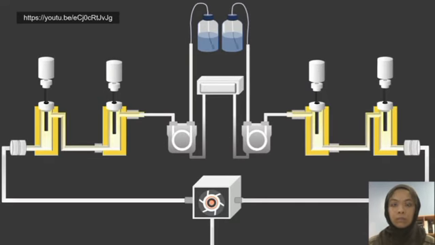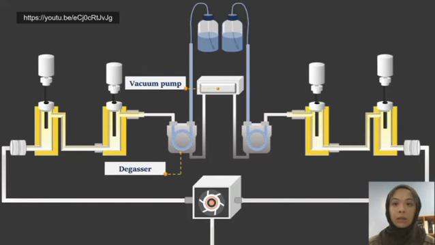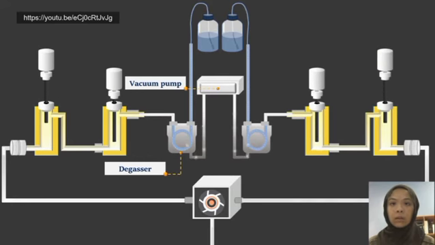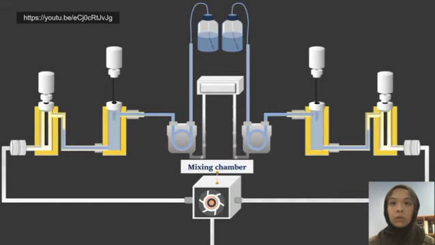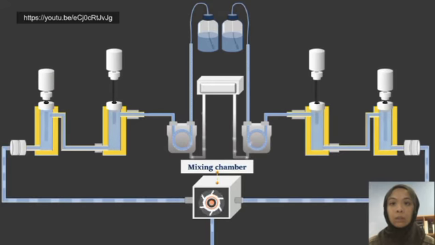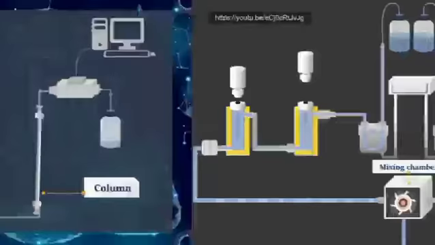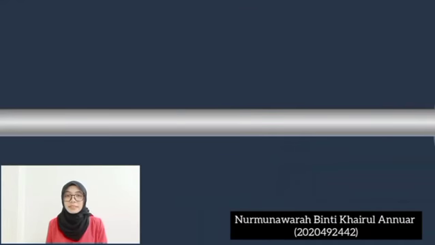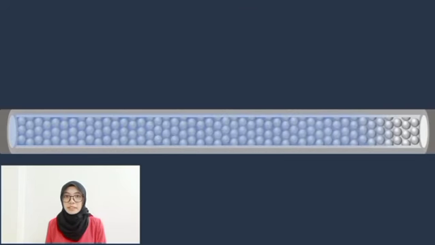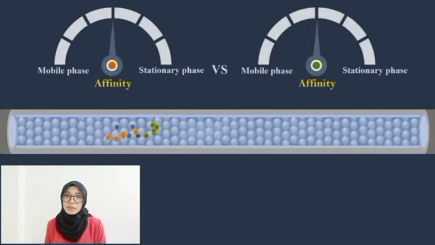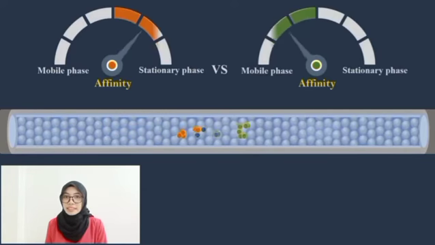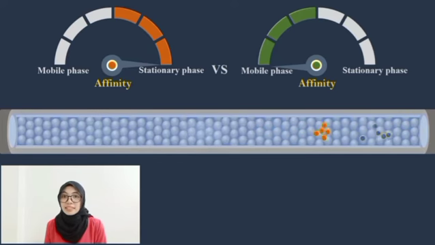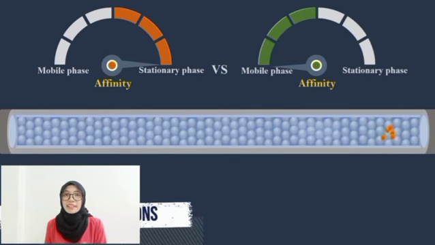In the HPLC system, a vacuum pump and a degasser are connected to it. It is used to remove dissolved gases from the solvent. The pump will then drive the solvent into the mixing chamber, where mixing will take place under even higher pressure. Separation in the column is based on differential partitioning of the sample components between the mobile and stationary phases. The component that has more affinity for the mobile phase travels faster and elutes out first. The component which has more affinity towards the stationary phase travels slower and elutes later.